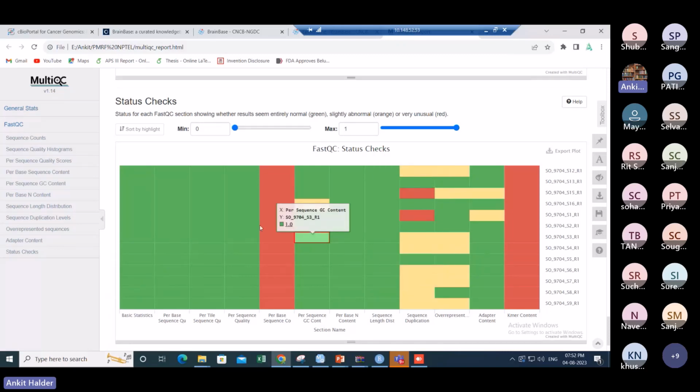So this gives a full example of how we can look at these data sets before going for further analysis. We can also use different R packages for plotting all this, but generally MultiQC is one of the most preferred tools which we can use.